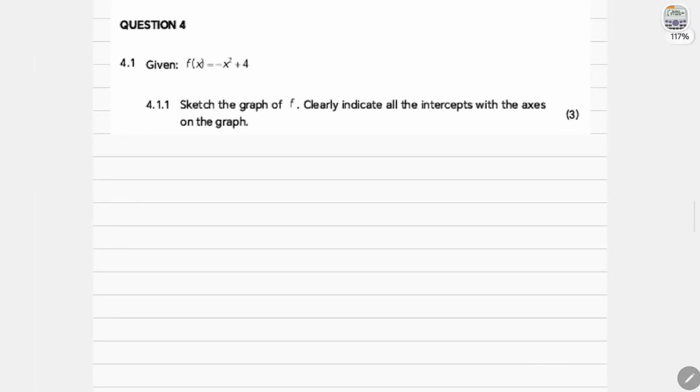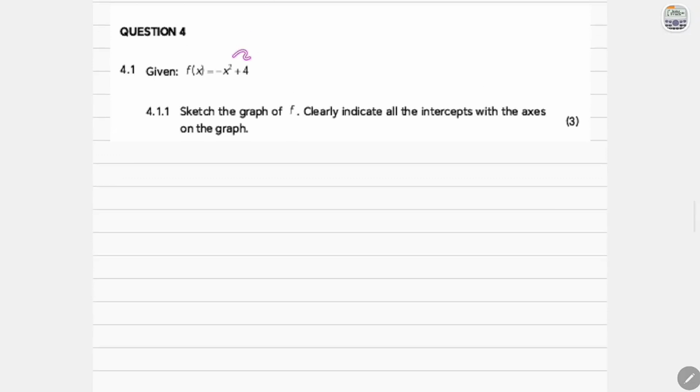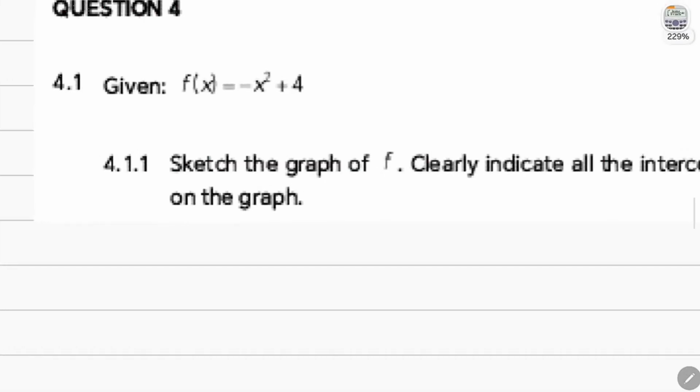Question 4, 4.1 says, given f of x is equal to negative x squared plus 4, 4.1.1 asks us to sketch the graph of f, clearly indicating all intercepts with the axes on the graph. Okay, so as you can see, we have x squared. This is a parabola, and specifically a sad face parabola, concave down, because the coefficient of x squared is negative.